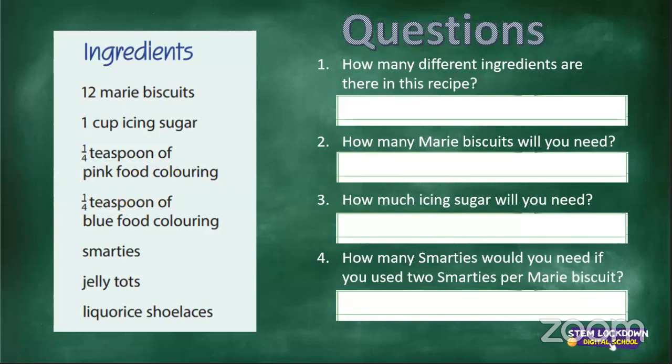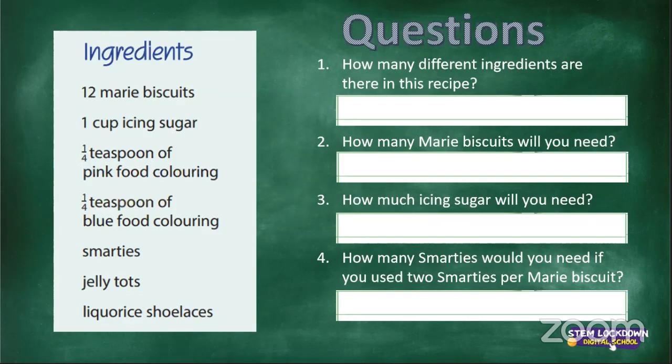Right, number 1, how many different ingredients are there in this recipe? So don't answer yet. I don't want to see any answers. You can answer on a piece of paper if you have one in front of you. Number 2, how many Mari biscuits will you need? Number 3, how much icing sugar will you need? And number 4, how many Smarties would you need if you used 2 Smarties per Mari biscuit? So there's a little bit of maths also for you.